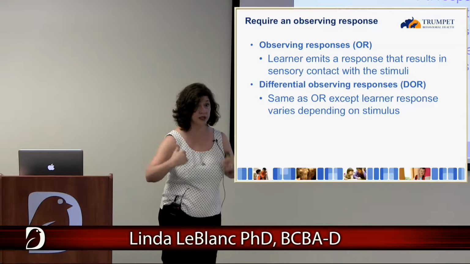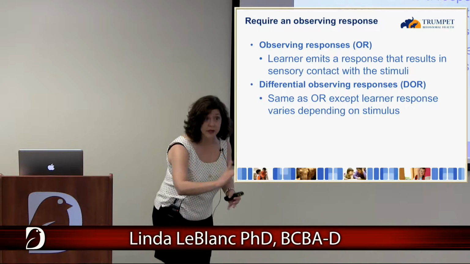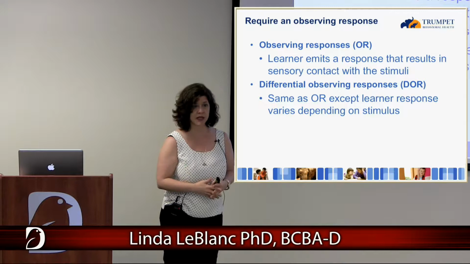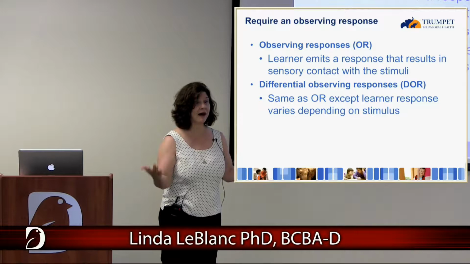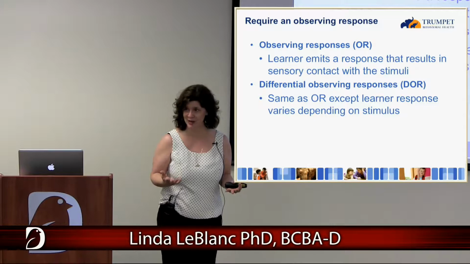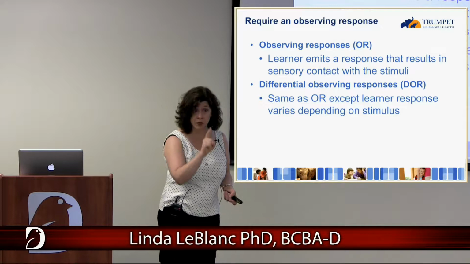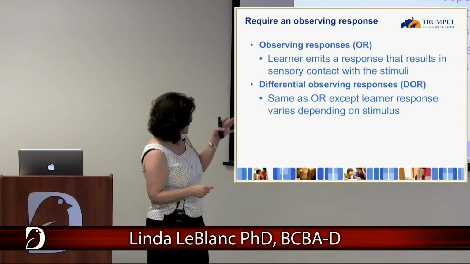And so very often we will prompt, "Look at me," and once they are looking at you, then you emit the model that will subsequently need to be imitated. If you emit the model when the learner is not looking, it cannot possibly evoke subsequent responding because it does not exist as a stimulus in the environment. So the observing response is something that the learner does to bring them into contact with that stimulus.